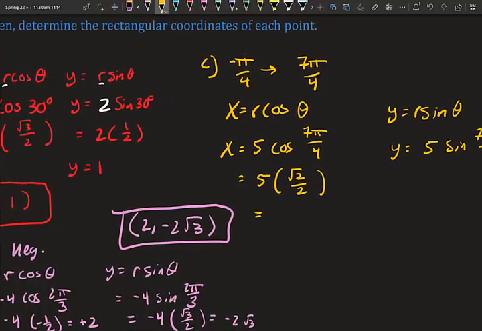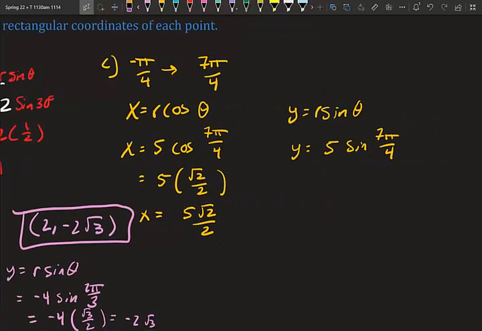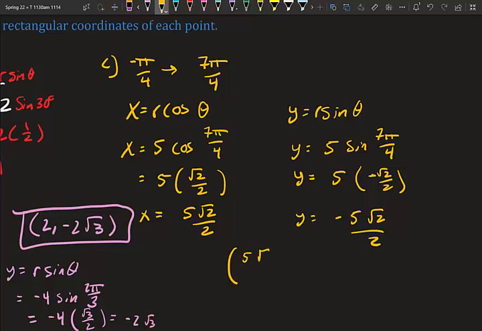And when we simplify that, we get our x value of 5 square root of 2 over 2. And then our sine value, so 5 times sine 7 pi over 4, that's negative square root of 2 over 2. And if we simplify that, we get our y value of negative 5 square root of 2 over 2. So our rectangular coordinate point is 5 square root of 2 over 2 and negative 5 square root of 2 over 2.